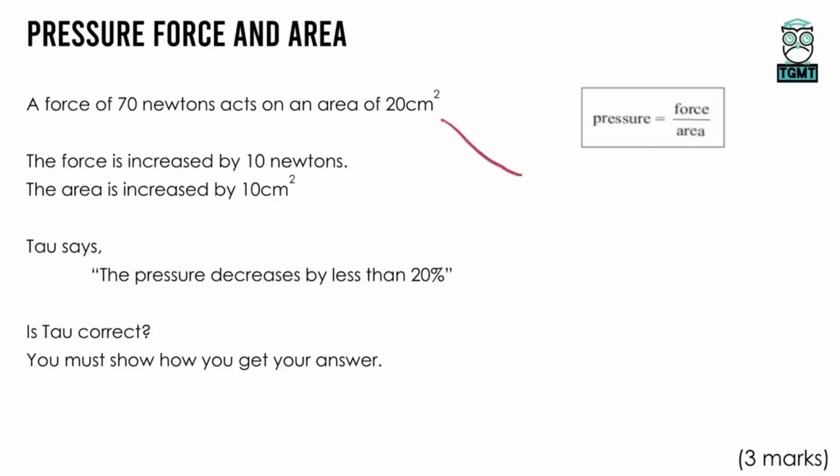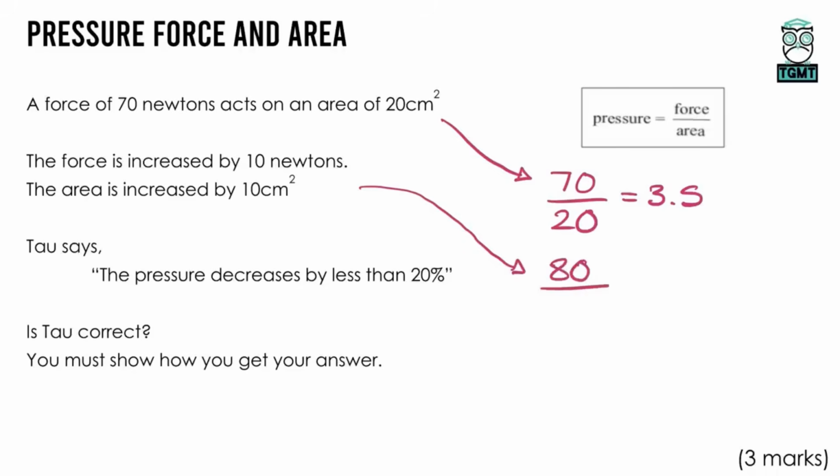So if we start off by using our initial numbers, we have a force of 70 and an area of 20. And we can type that in on our calculator. 70 divided by 20 gives us 3.5. So there we go, that's our initial amount. Now in the second amount, it says the force is increased by 10 newtons. So we have 80 newtons now on the top. The area is increased by 10. So that would be 30 centimetres squared.